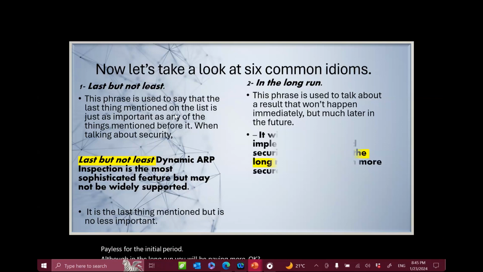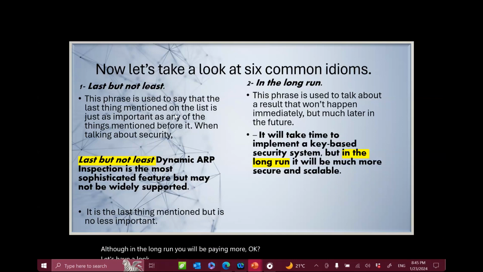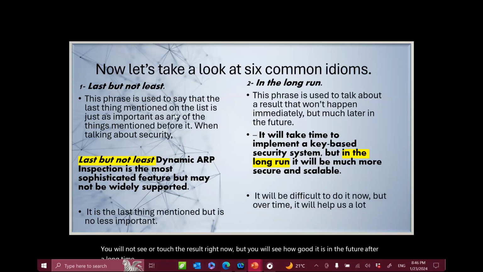Let's have a look at the sentence. It will take time to implement a key-based security system, but in the long run, it will be much more secure and scalable. Okay, meaning in the future, not right now. You will not see or touch the result right now, but you will see how good it is in the future after a long time. It will be difficult to do it now, but over time it will help us a lot.